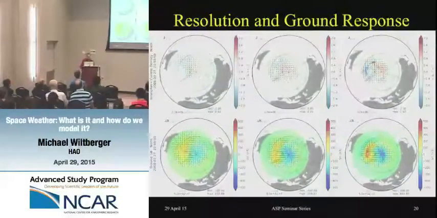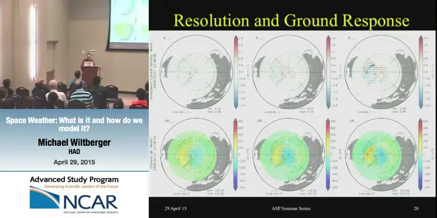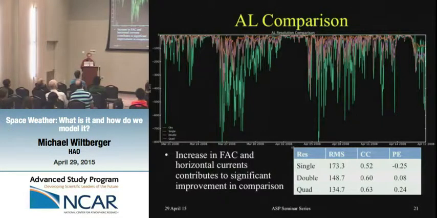Do the pretty pictures have any semblance to reality? This is some initial work that we're just getting started with, and that is to start making some comparisons to a measure of activity. It's called the AL index. It's taking a bunch of different magnetometer stations and taking the envelope of them to do the calculation. The actual observed AL is shown here with the green line, and then the other lines show you the results from the various different resolutions of the model.